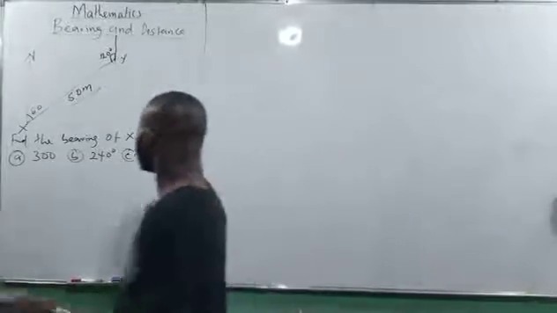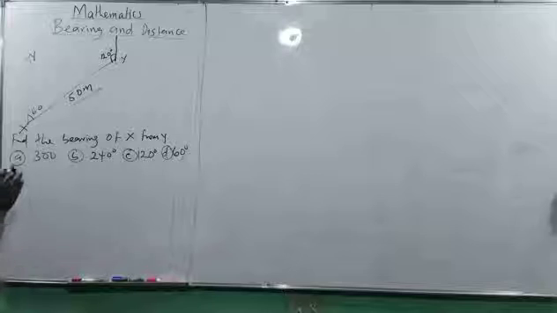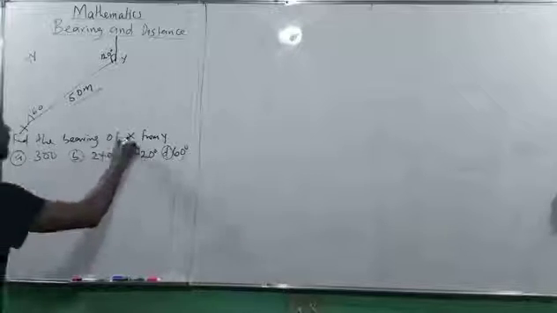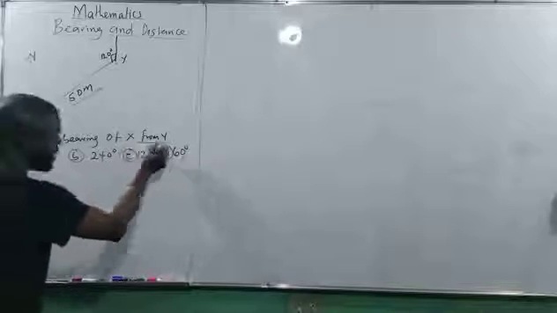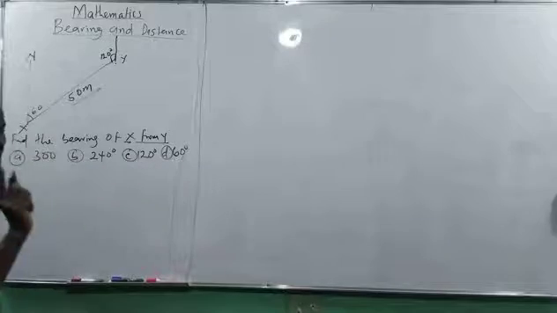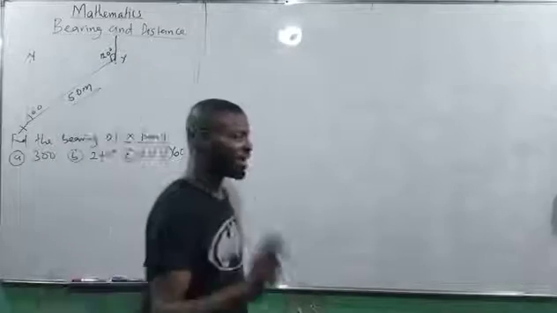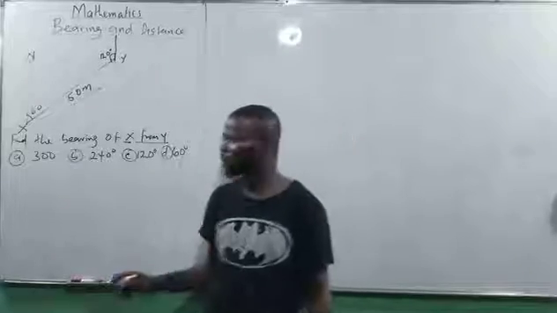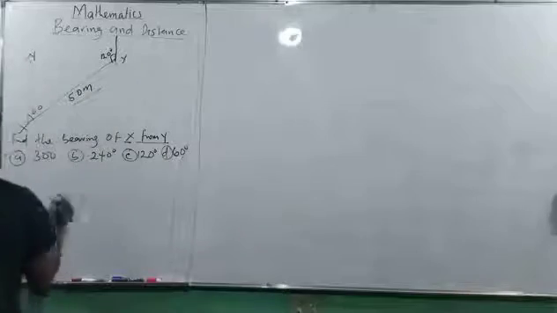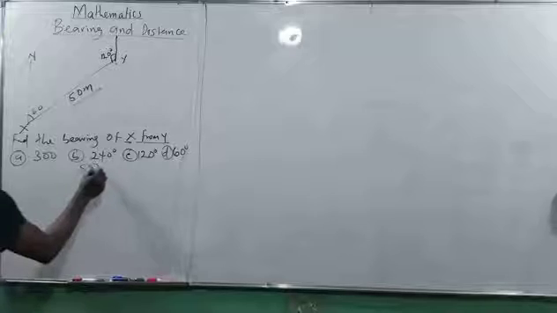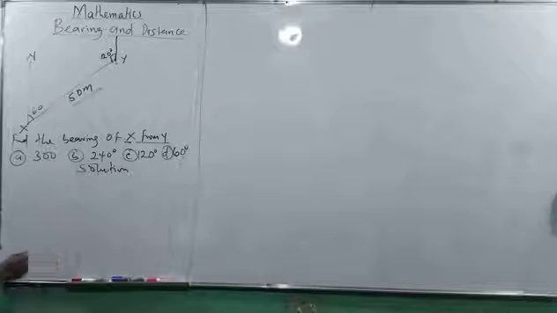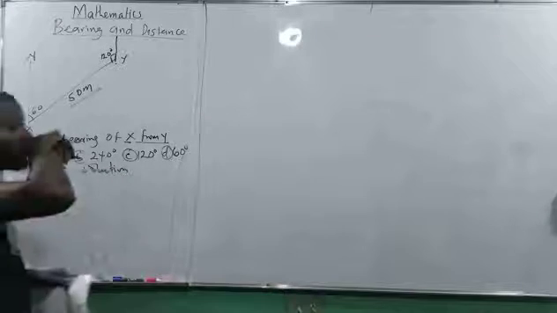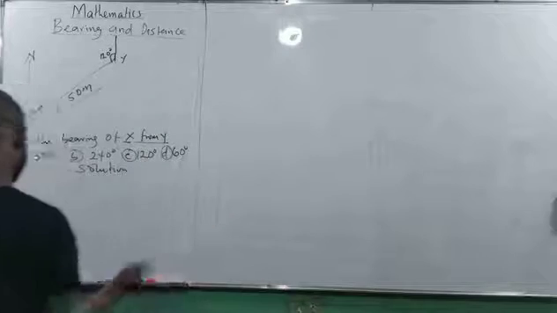Now, I don't want to do much here. Let me just find the bearing of X from Y. Observer objects, please note that it's very important. From is an observer, to is an object. Now let's try to work on this problem now, which has explained to us bearing and distance.